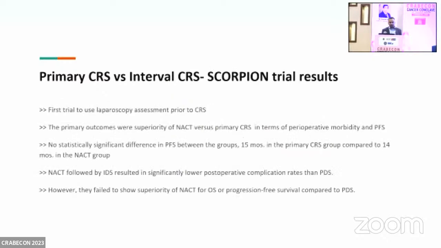Then came the SCORPION trial. It was the first trial which used laparoscopy prior to the performance of cytoreduction. The primary outcome included in this trial was to establish the superiority of NACT over primary CRS. But there was no difference in the PFS between the 2 groups, and NACT followed by interval debulking surgery had significantly lower post-operative complications. However, the superiority of NACT over primary cytoreduction could not be established in this trial.